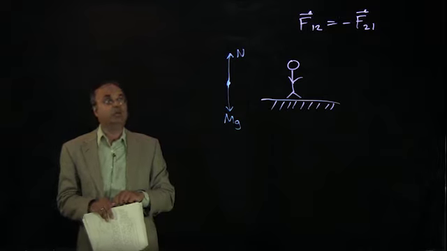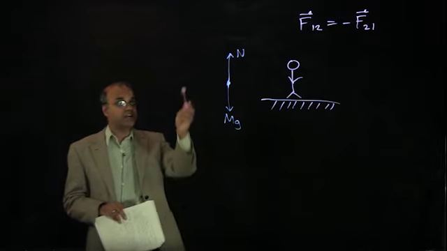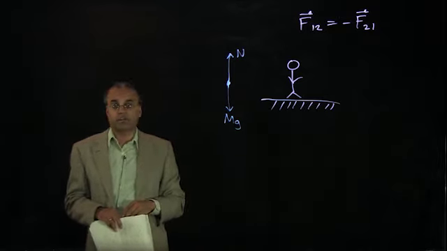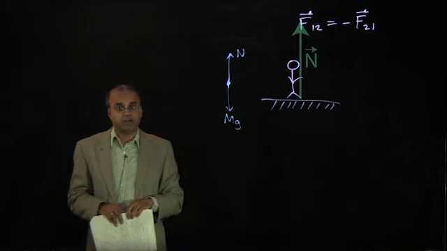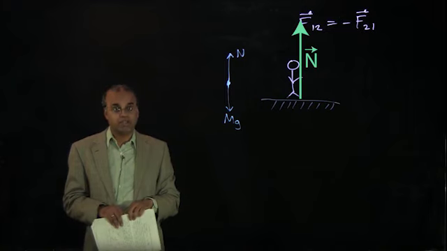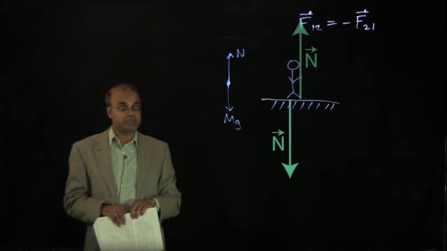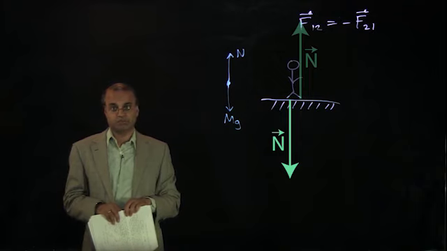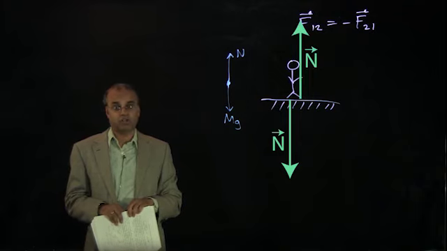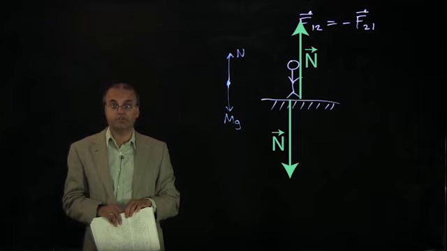Now, for the normal force acting on the person, that force is exerted by the ground. So the ground exerts an upward force N on the person. Newton's third law tells us that that means that the person must exert a downward force N on the ground. That is the interaction pair for Newton's third law for the normal force.